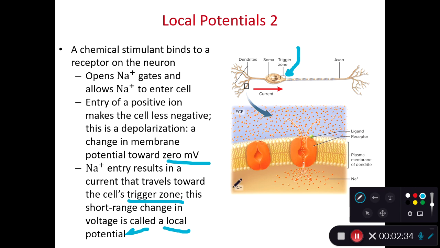When we think of a local potential, it's going to be a small change in voltage that fizzles out. If enough of these small changes in voltage, enough local potentials, make it to the trigger zone, so we have multiple local potentials converging at the trigger zone, it will consolidate those local potentials and initiate the action potential.